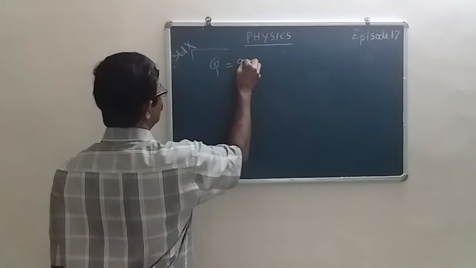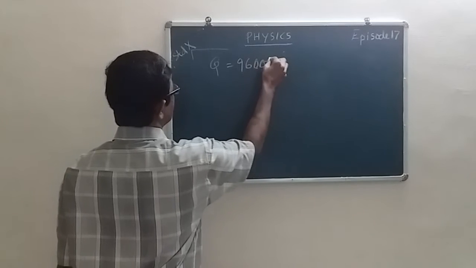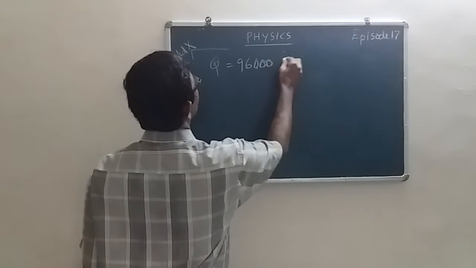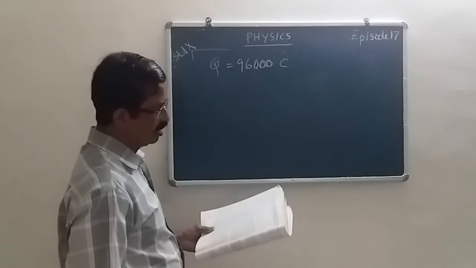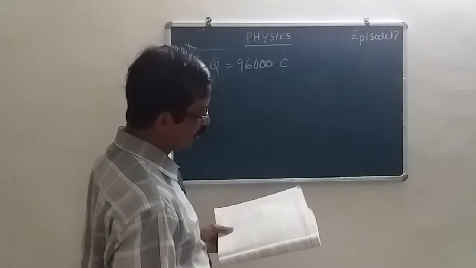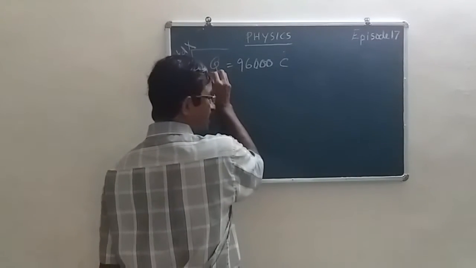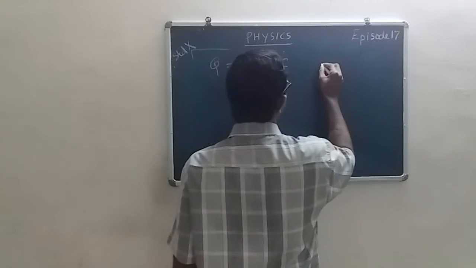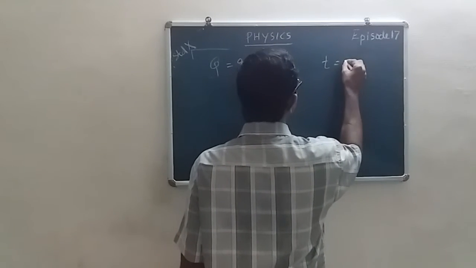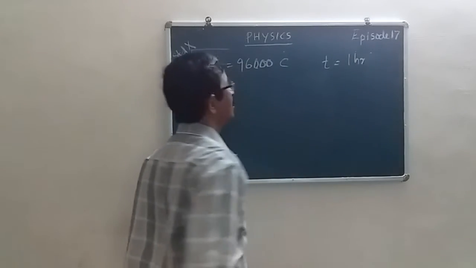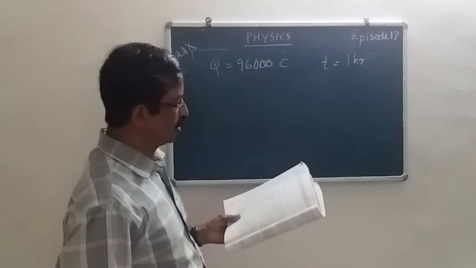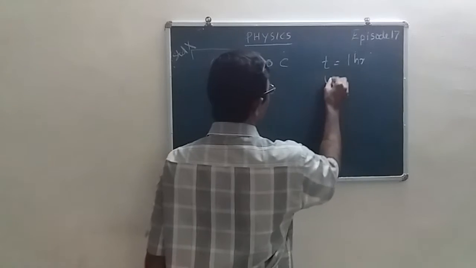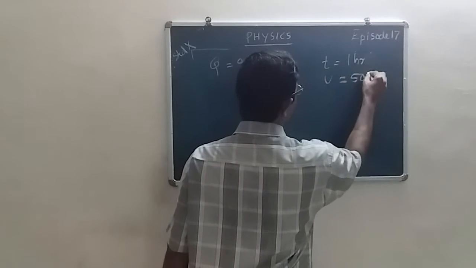Q is equal to 96,000 coulomb. This charge flows through the conductor in a time of 1 hour. That means T is equal to 1 hour. And the potential difference applied, V is equal to 50 volt.